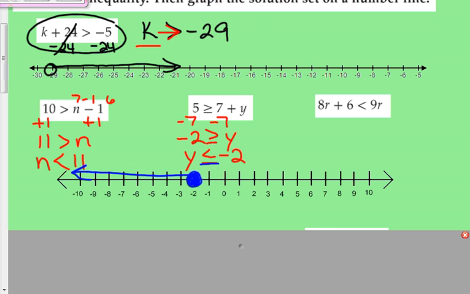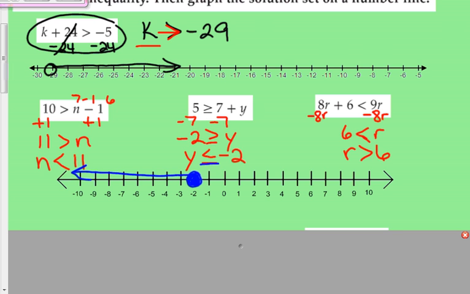Let's work out the next one. This time you see 8r and 9r, so we need to put our like terms together first. So I'm going to subtract 8r from both sides, and I'm going to be left with just r and a positive 6 on the other side with the less than symbol, because 9r minus 8r is just r. Now we're going to flip it around. Instead of a less than, we're going to make it greater than 6.